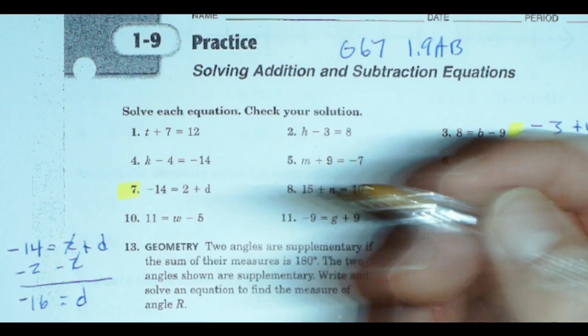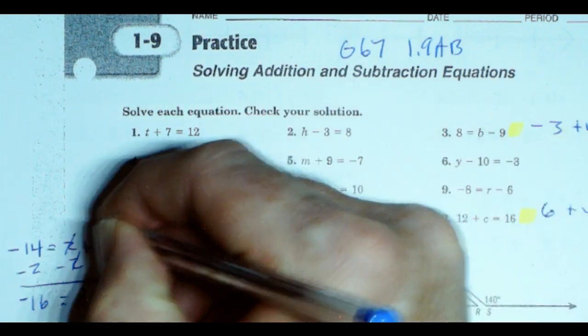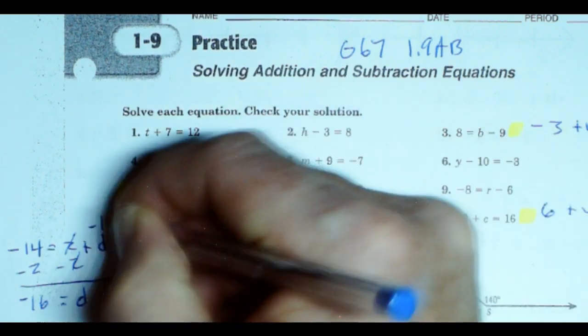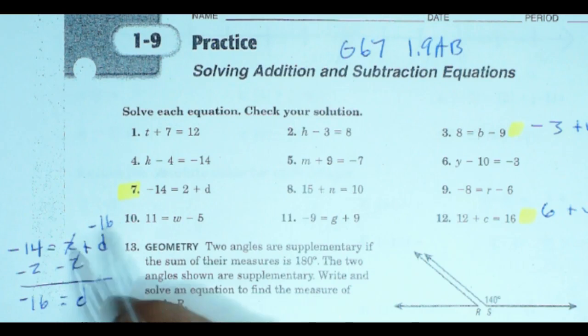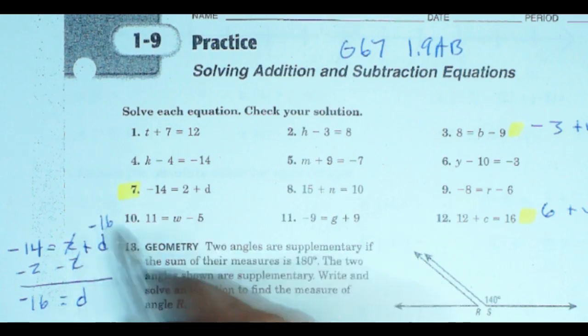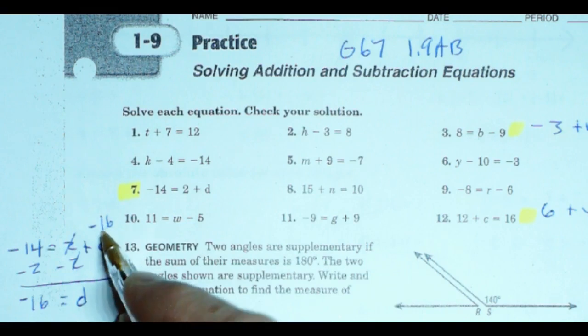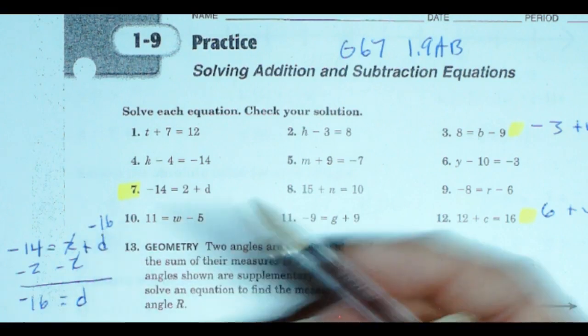Let's see if it makes sense. I'm going to put it in here. Negative 16. 2 plus a negative 16 is a negative 14. That's right, because these are different signs. So the difference between a 2 and 16 is 14, and we're going to keep the sign of the negative one. So negative 16 is our correct answer.